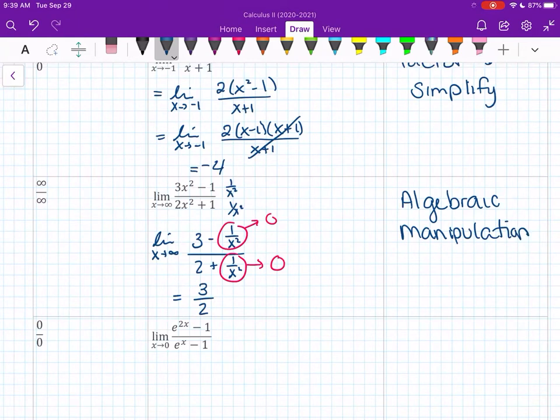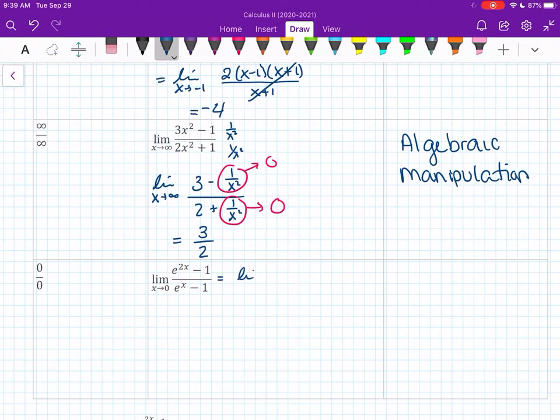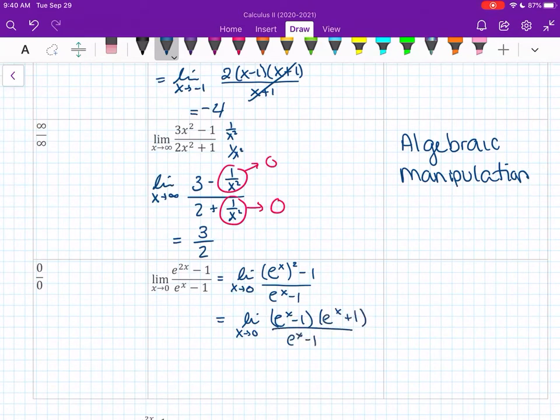All right, our next example is the limit as x approaches 0 of (e to the 2x minus 1) over (e to the x minus 1). And here I notice the numerator is also a difference of squares, because I can rewrite that e to the 2x as (e to the x) squared. And then I get the limit as x approaches 0 of (e to the x minus 1)(e to the x plus 1) over (e to the x minus 1). Those cancel. So I just have the limit as x approaches 0 of e to the x plus 1. So then I'm just going to get 1 plus 1, which is 2.